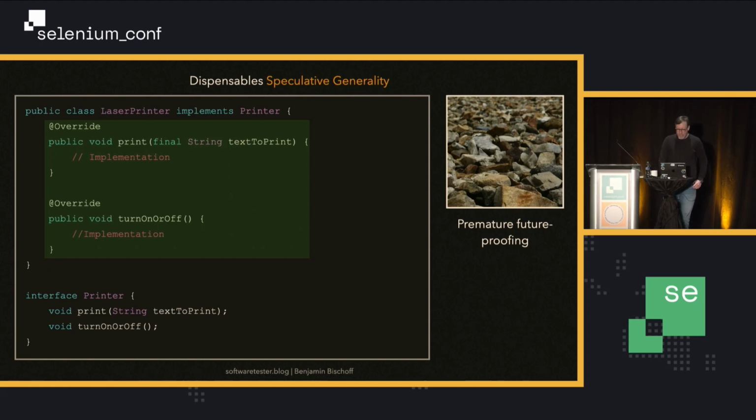Speculative generality means that you are trying to prematurely future-proof your application for the case when you sometimes might have a new printer. And that is too early. You should only do it when you get a new printer and then change your application.